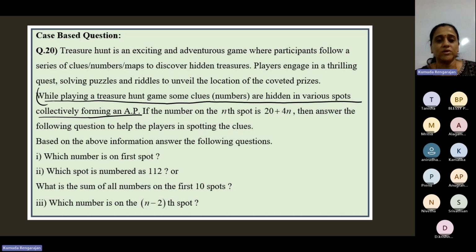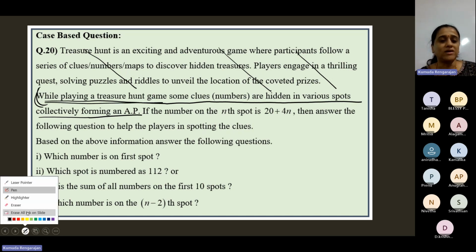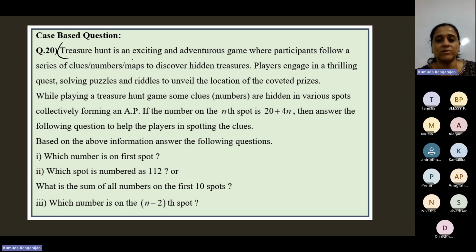Okay, this is what is important for us. So from here, while playing a treasure hunt, don't read what is not relevant to answering; from here to here, it is simply about the treasure hunt game. While playing a treasure hunt game, some clues are hidden in various spots, collectively forming an AP. Those clues form an AP. If the number on the nth spot is given to you, then answer the following questions to help the players in spotting the clues.